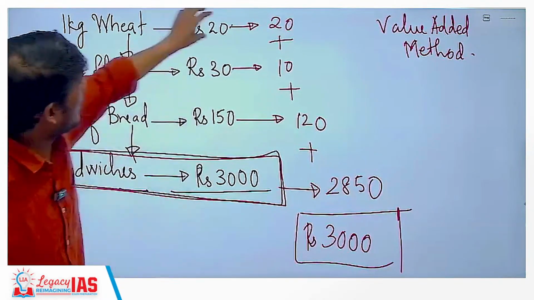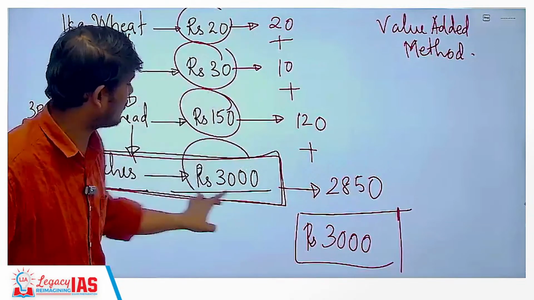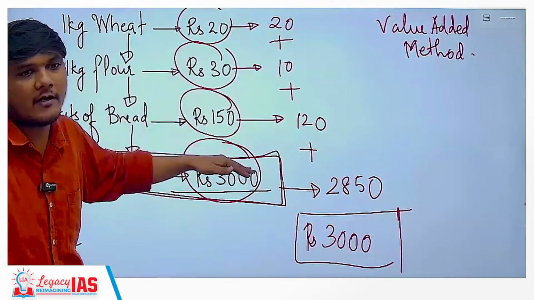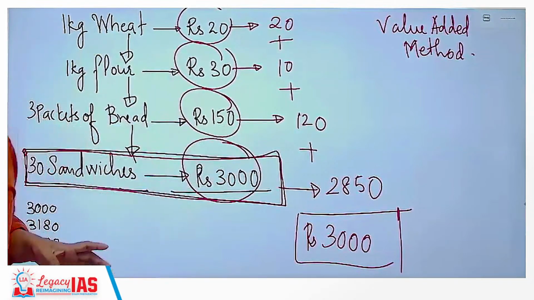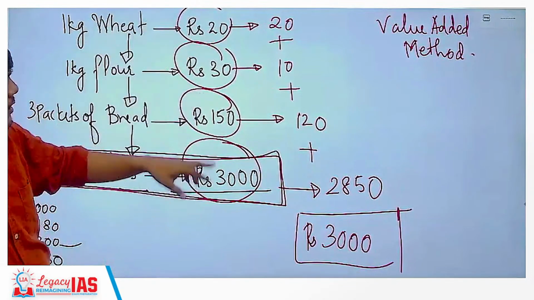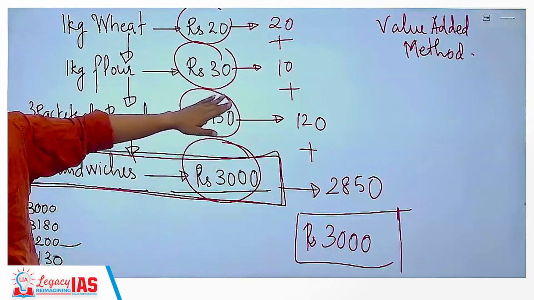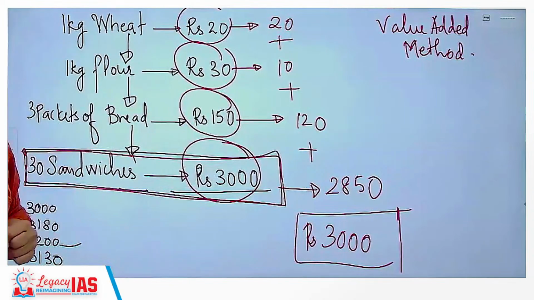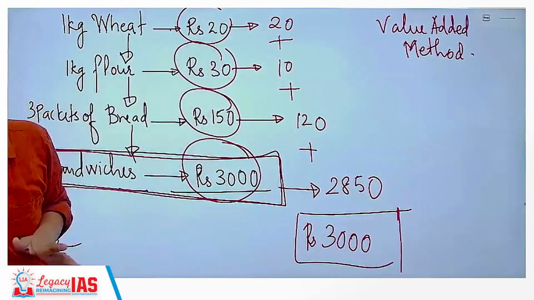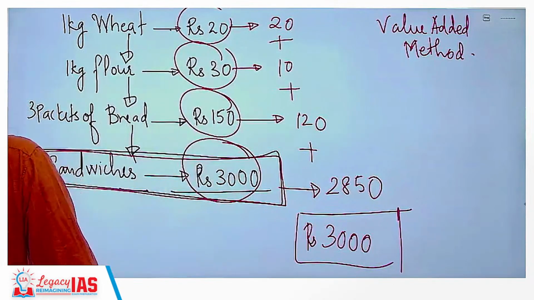If you add this 20 completely, then this 30 completely, then this 150 completely, then this 3000 completely, you will get 3200, which will be an error, because this 30 already has 20 rupees in it. So you have added 20 additionally. This 150 already has 30. So you have added 30 additionally. This 3000 already has this 150. So you are adding 150 additionally. So total 200 additional you will add. That will be the error. So don't do that. You either add just the value or just take the final goods which is produced in an economy.